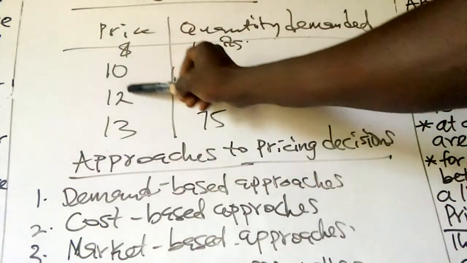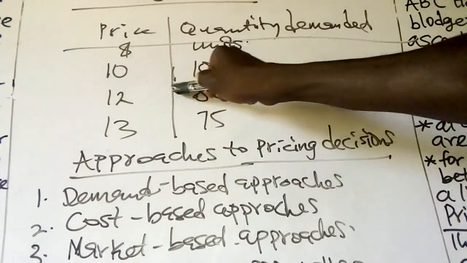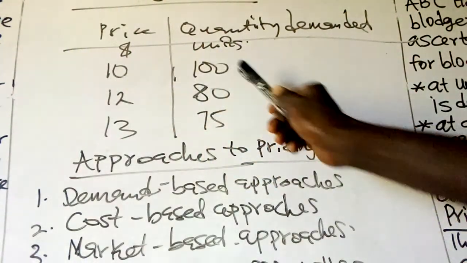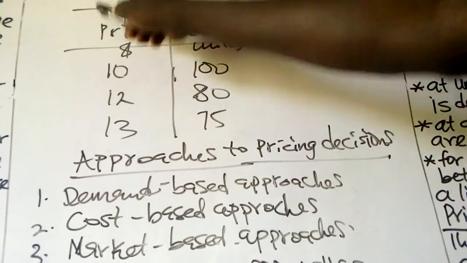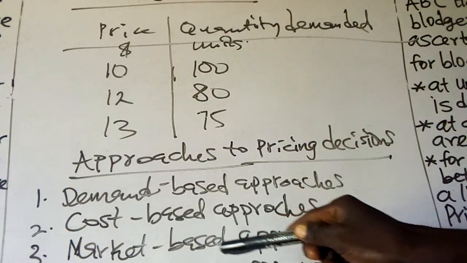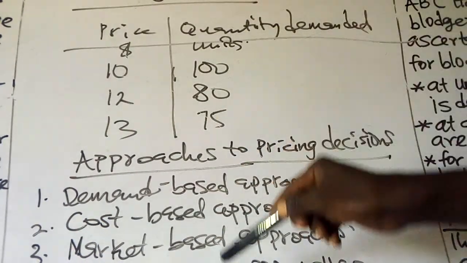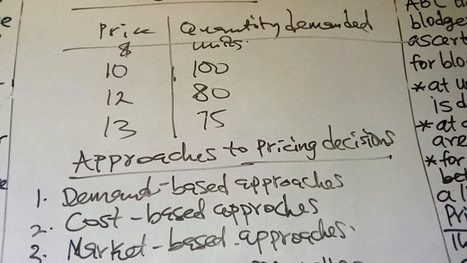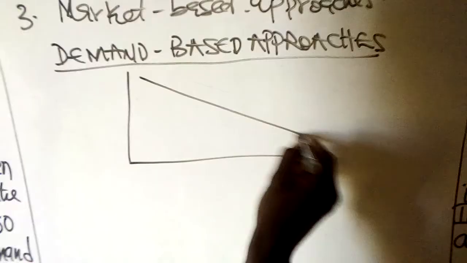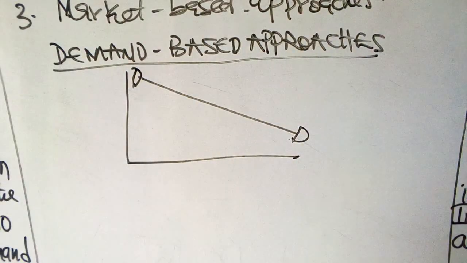This is a demand schedule, a table that shows the inverse relationship between the price and the quantity demanded. Now, if you plot this demand schedule on a curve, you will discover that the curve will slope downwards from left to right, showing that a rational consumer may prefer to buy more of the commodity when the price is very low than when the price increases. That is, the higher the price, the lower the quantity demanded. So this is an inverse relationship.